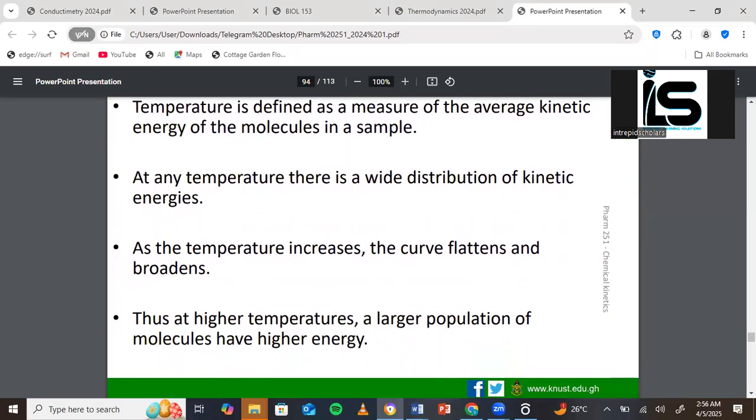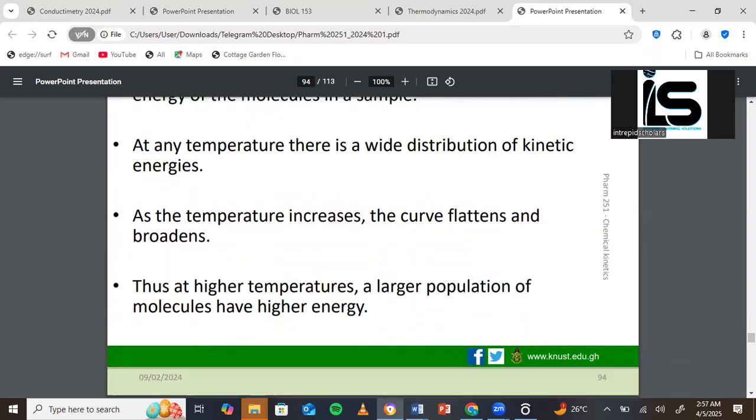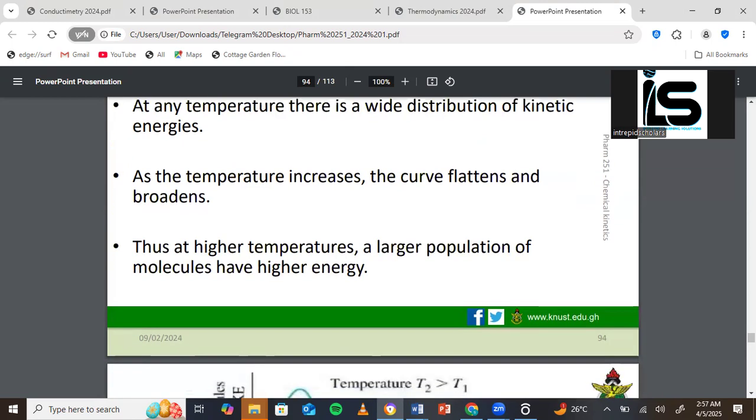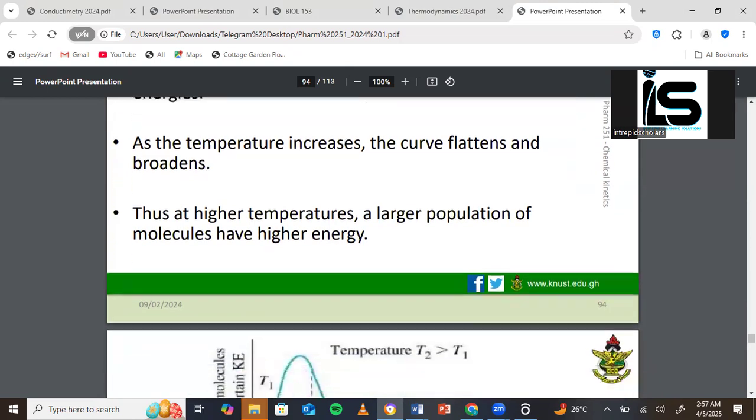Now let's read what we have down here. Temperature is defined as a measure of the average kinetic energy of molecules in a sample. This is actually the most accurate definition of temperature. At any temperature, there's a wide distribution of kinetic energy, as we saw in the graph. That's point C in the Boltzmann distribution, which told us that there's a wide distribution of energy. As the temperature increases, the curve flattens, so there's reduced peakedness, and it also broadens. Thus, at higher temperature, a larger population of molecules have higher energy.